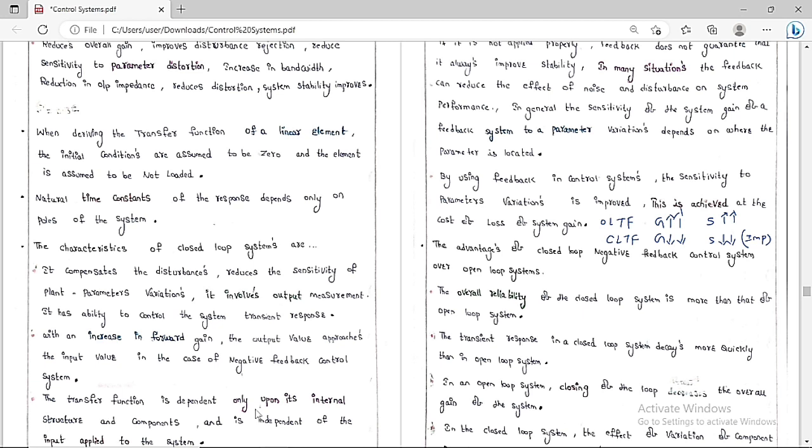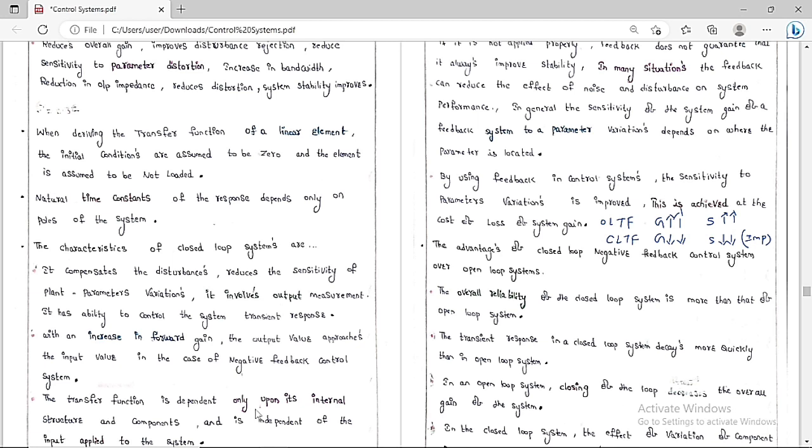Therefore, by using feedback in control systems, the sensitivity to parameter variations is improved. This is achieved at the cost of loss of system gain. In simple words, in the case of open loop transfer function, gain is very high and the sensitivity is also very high. If there is any parameter variation in G(s), the forward path element, the output is going to be very, very large. Whereas in the case of closed loop transfer function like negative feedback, the overall gain decreases, and the sensitivity also decreases. Because sensitivity is decreasing, it is improved.